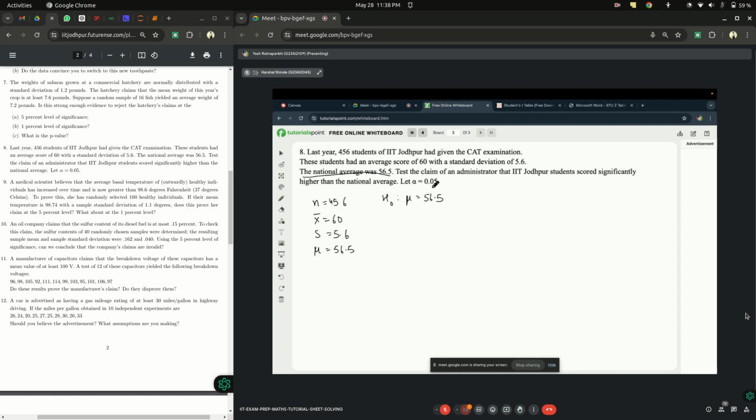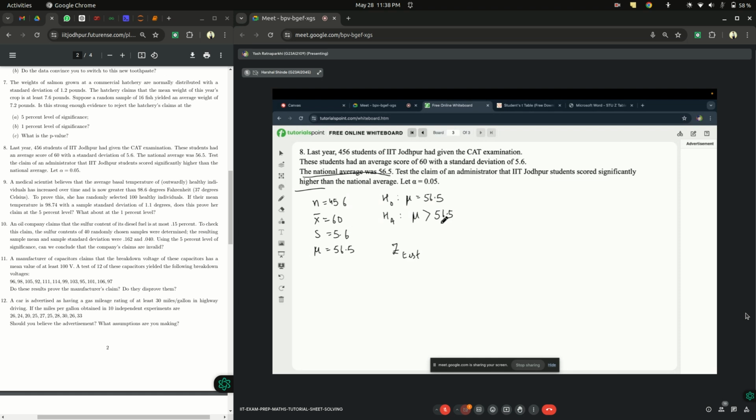Correct. There's the claim that the IIT Jodhpur students scored significantly higher than the national average. It is given we need to check for higher than. That means our HA will be mu is higher than 56.5, greater than. Correct. Okay, which test? Z test, T test? Come on, guys, fast. One-tail test or left tail test? Z test and right tail test.